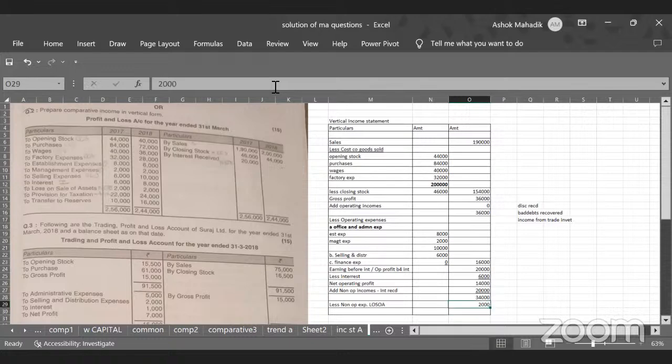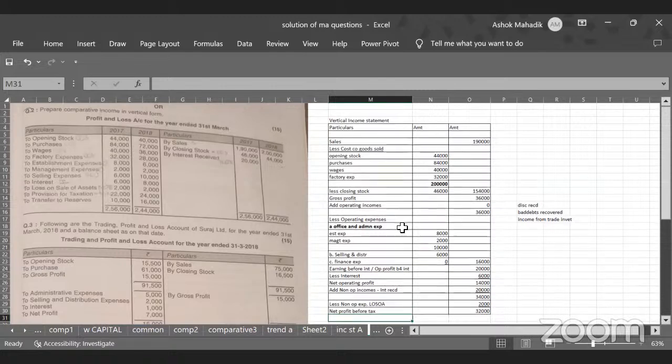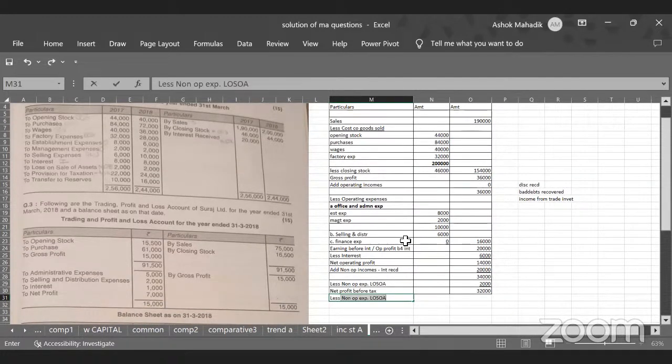Okay. So now what I get is net profit before tax. If I subtract this 2,000 from 34,000, I get net profit before tax. Now let's subtract tax, less income tax. How much is the tax value given? 22,000. And then I am left with 10,000. Okay, that is net profit after tax.